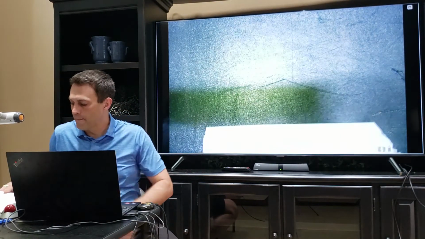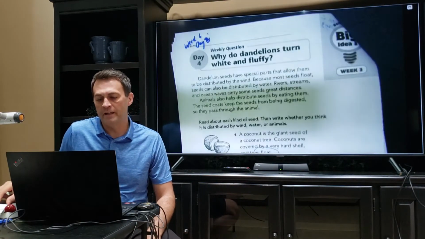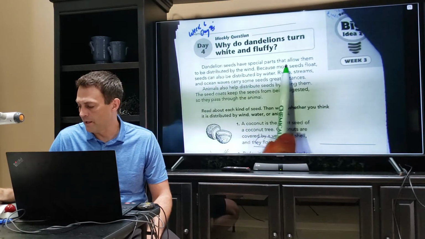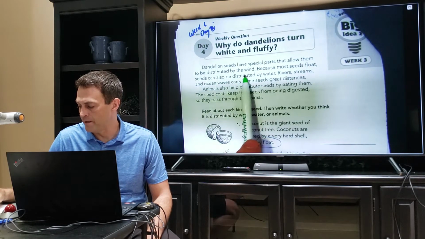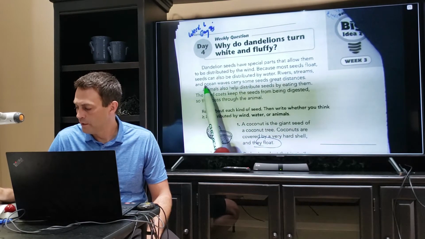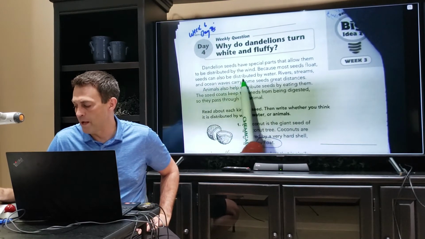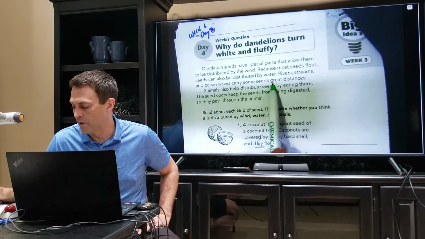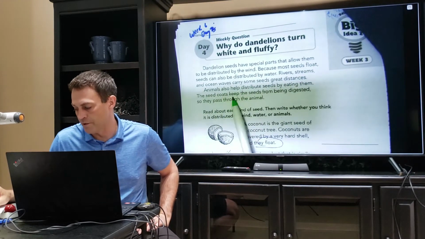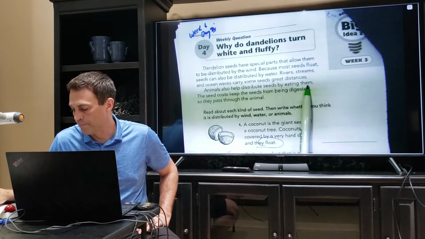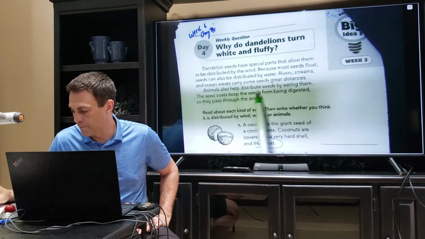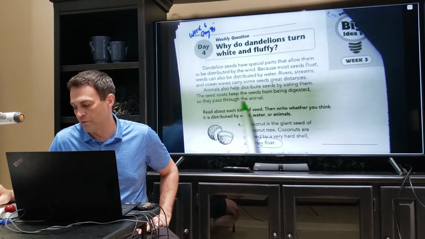All right. Why do dandelions turn white and fluffy? Dandelion seeds have special parts that allow them to be distributed by the wind. Because most seeds float, seeds can also be distributed by water. Rivers, streams, and ocean waves carry some seeds great distances. Animals also help distribute seeds by eating them. The seed coats keep the seeds from being digested, so they pass through the animal.